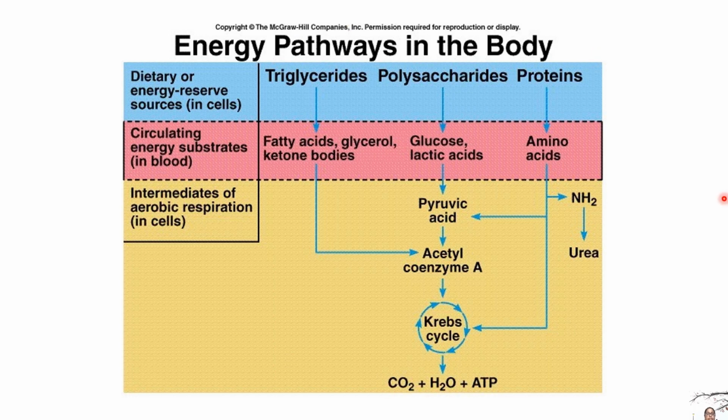Now these are the energy pathways in the body. You can see the dietary or the energy reserve sources in cells will be triglycerides, polysaccharides, proteins. Circulating energy substrates in the blood will be fatty acids, cholesterol, ketone bodies, glucose, lactic acid, amino acids, and the intermediates of the aerobic respiration in the cell.